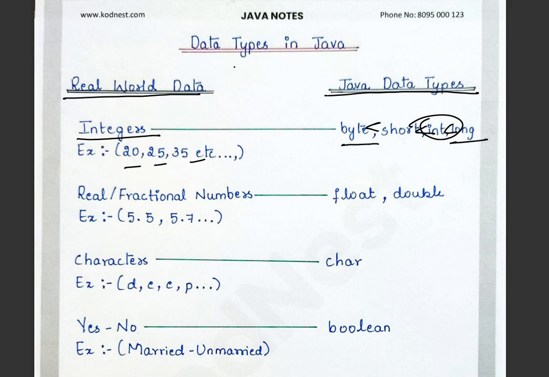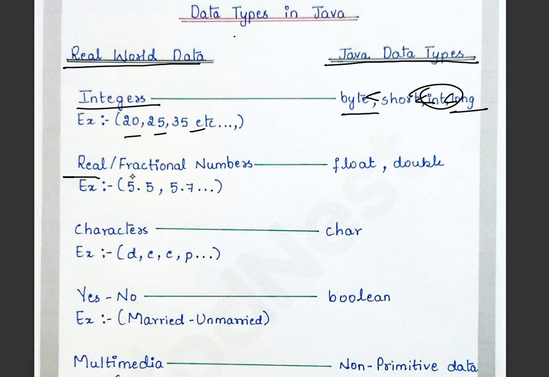Next we have real numbers, fractional numbers, which contain decimal points. Just remember this: they contain decimal points. Float is for decimal points, and it is the most commonly used. Double is also for floating point numbers, but when we have a bigger floating point number which needs a large memory, we use double.